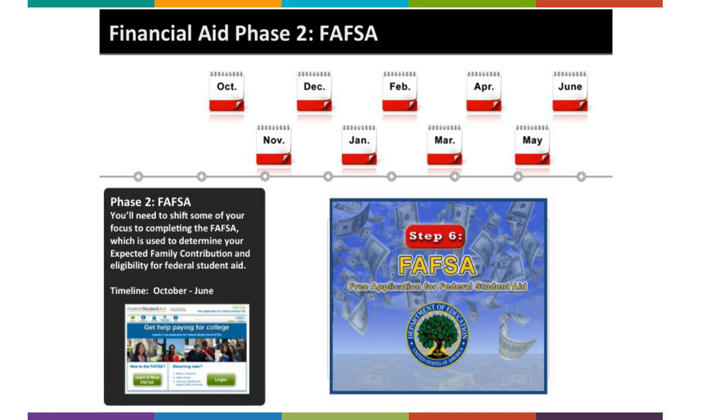I need you to understand that this is a very, very important application for you to complete to be considered for federal student aid, such as grants, work study, and student loans. There is one interactive and very important financial aid lesson in Phase 2, which is Step 6, the FASW. The timeline for Phase 2 ranges from October through June.